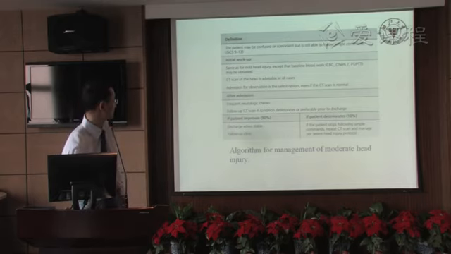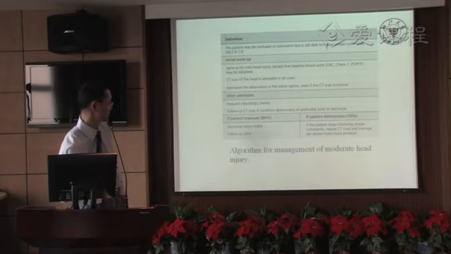Patients with moderate head injuries may be confused or somnolent, but still able to follow simple commands. GCS is 9 to 12. About 10% of patients will deteriorate. So if the patient stops following simple commands, repeat CT scan and management should be considered.